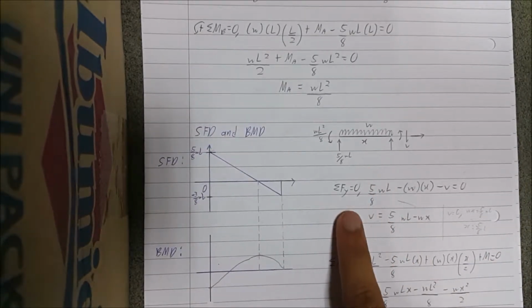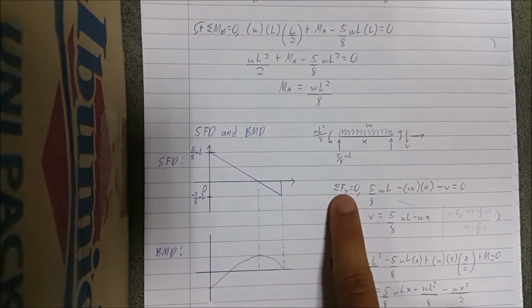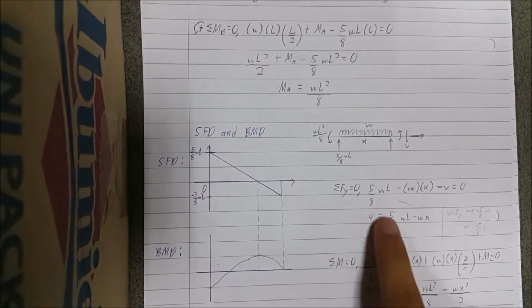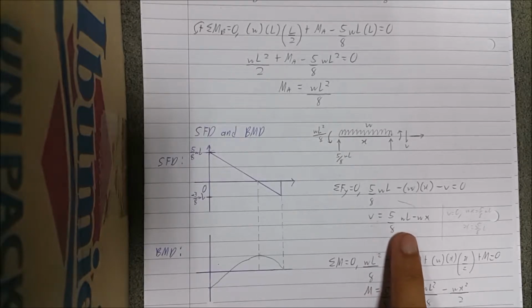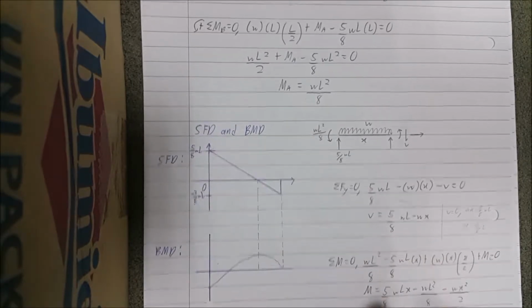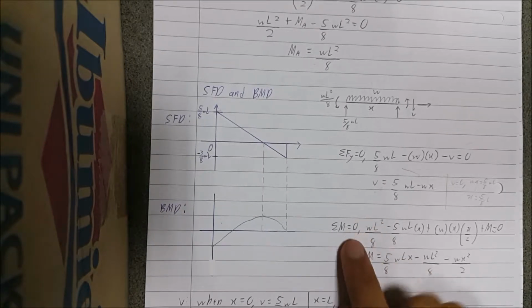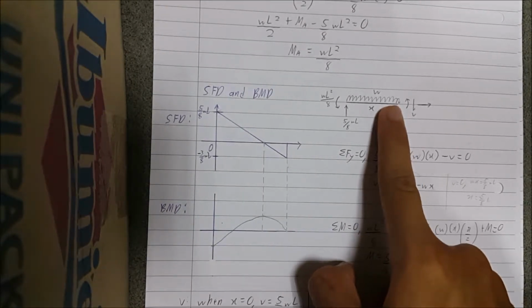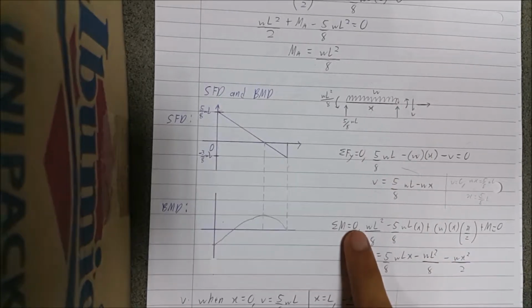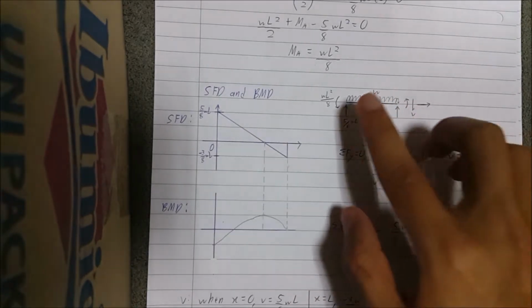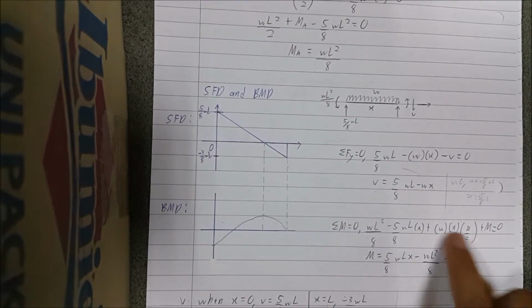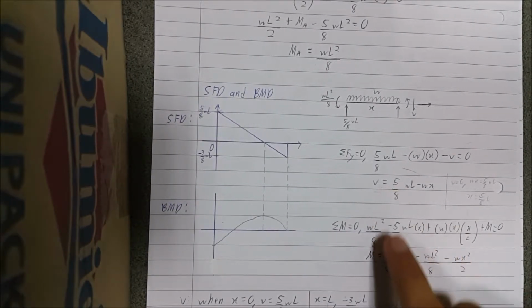First, to find the shear force, we use the summation of Fy. Sum of Fy equals 0, and then we get this equation: V equals 5 over 8 WL minus Wx. And for bending moment, I choose the moment at where I cut originally here, so sum of M equals 0. After I substitute all the values from the previous equations, eventually I get this new equation for V and M.